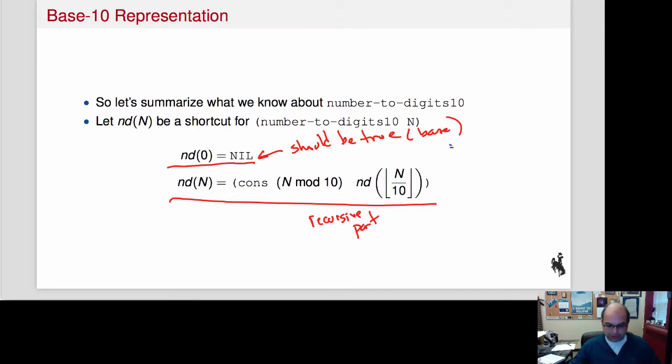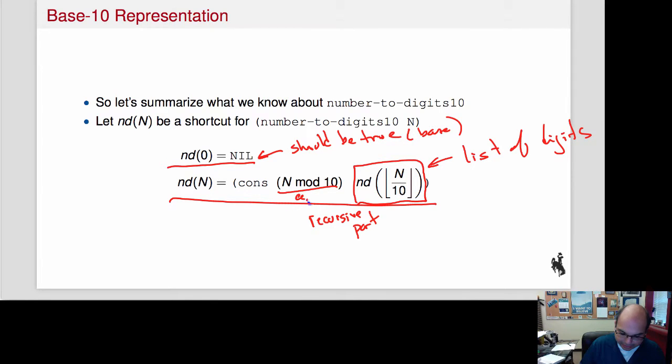The recursive part is this: if I have n and I want to turn it into digits, then I'm going to turn n divided by 10 into digits. This is a list of digits. Then I'll figure out what a0 is, and that's just n mod 10. This is just a0, and I'll put that in front of that list. How do I do that? With cons, which is our base list operator. So this is something that should be true. For example, what we're saying is that nd of 125 should be equal to cons 5 to nd of 12.